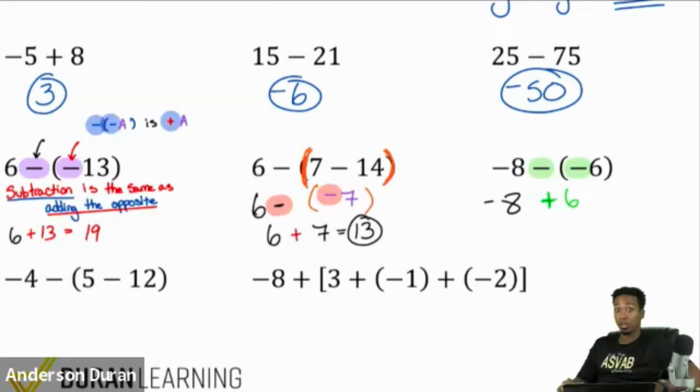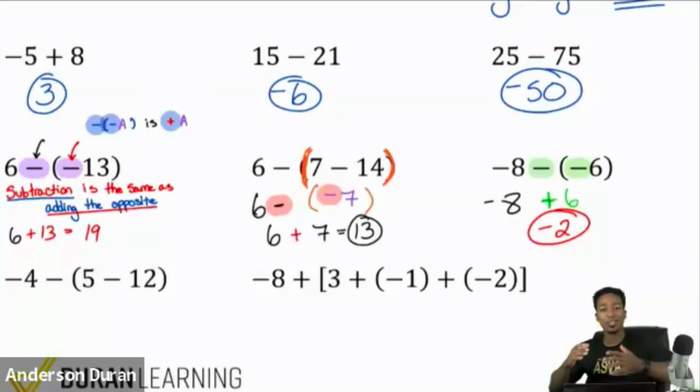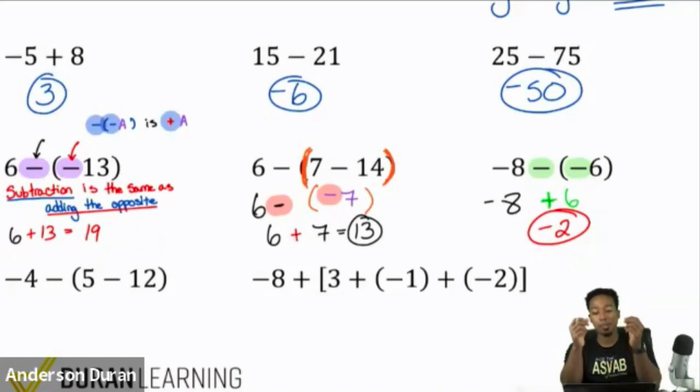Or you can just look at the rule. A negative number plus a positive, subtract them, keep the sign of the bigger number. 8 minus 6 is 2. The 8 was bigger, so -2. Again, so many different ways you can think about it. And like I said in the beginning of class today, I want you to pick the way that makes the most sense to you and really run with it.